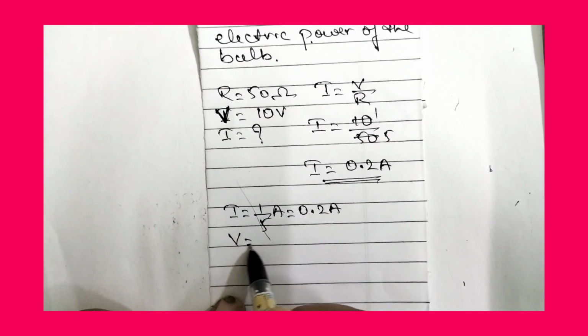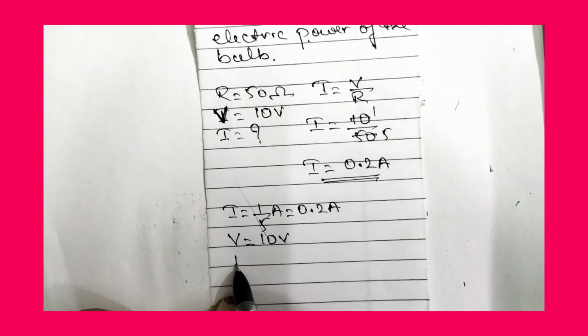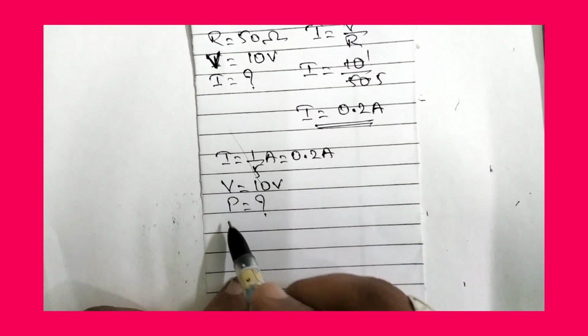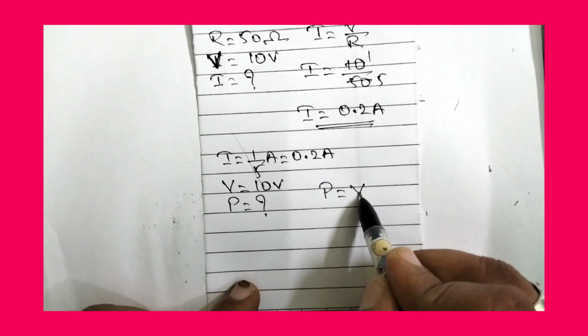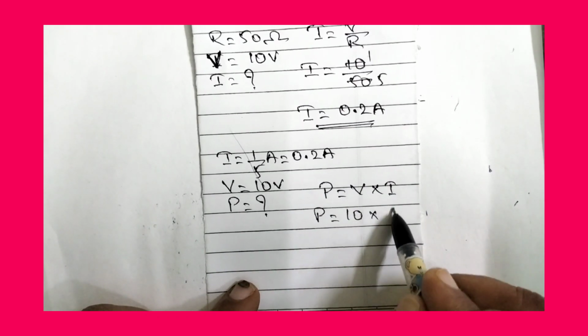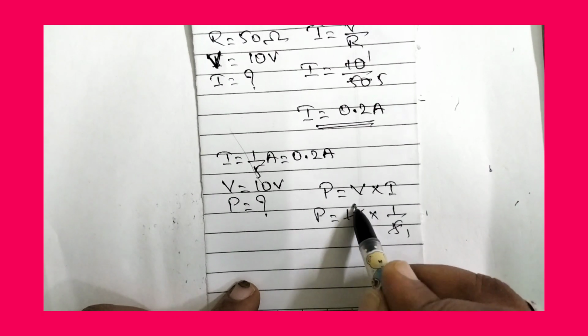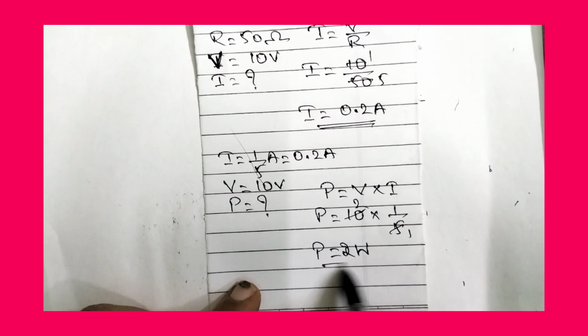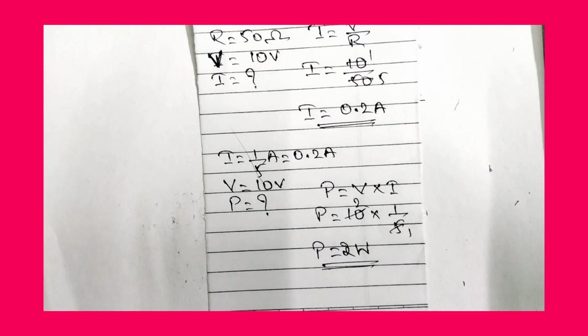Then voltage is given as 10 volts. Now we have to calculate what is the power of that electric bulb. So what is the relation between these three? Power is equal to V into I. So power is equal to V, that is 10, into I, that is 1 by 5. 5 ones are 5, 5 twos are 10. Therefore power is equal to 2 watt. So what is the power of the bulb? The power of the electric bulb is 2 watt. So like this we have to calculate the power of the bulb.